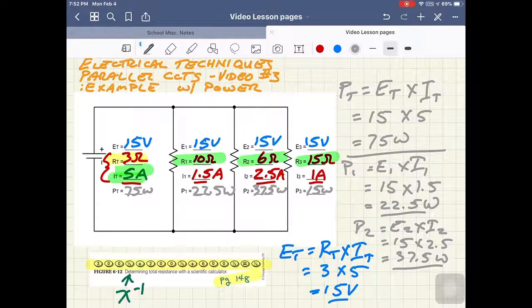All right. And we can double check by adding those up. All right, so we have 22.5 plus 37.5 gives us 60, plus 15 gives us 75, which is what our power total of 75 is, so I can double check there again. Okay, so that is a quick example of how to solve a common parallel circuit with finding the total resistance using the reciprocal method, and then Ohm's law to solve the different branches, and double checking with your laws of parallel circuit regarding current and power.